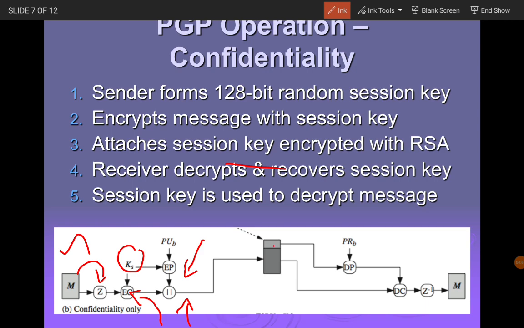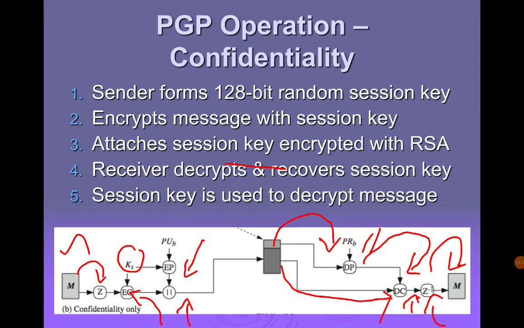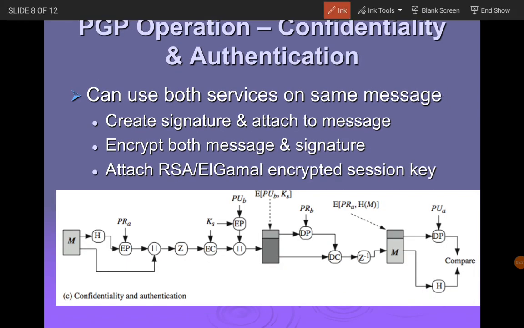At the receiver end, initially, the key is decrypted. To decrypt, we need the receiver's private key. Once the session key is decrypted, it is used to decrypt the encrypted message. So we got the decrypted message here. After that, it is decompressed. Then the original message is recovered. So this is confidentiality.